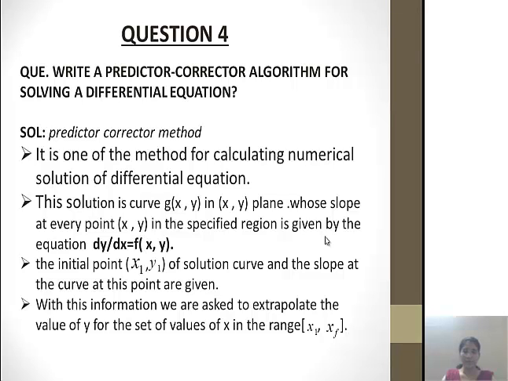The initial point x1, y1 of the solution curve and the slope of the curve at this point are given. With this information, we are asked to extrapolate the value of y for the set of values of x in the range x1, xf. Xf is the final value of x for which we have to generate the graph.